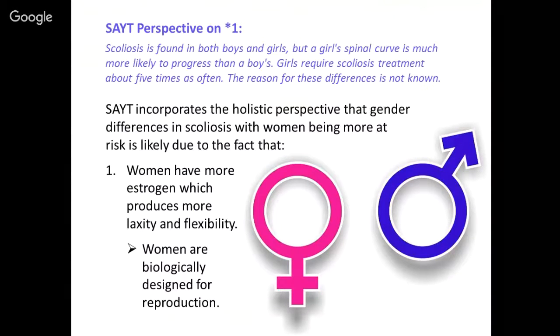So from a holistic perspective and a structural alignment yoga therapy perspective, we understand that it's more likely in women because women have more estrogen, which produces more laxity and more flexibility. Women are biologically designed for reproduction. So we need that flexibility and laxity in our ligaments to allow for the progression of a baby to move through our body. And we're just naturally designed that way.